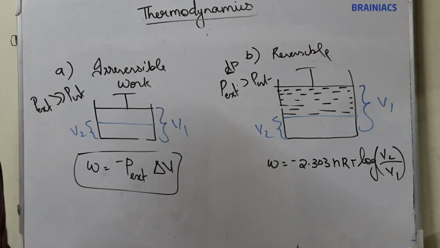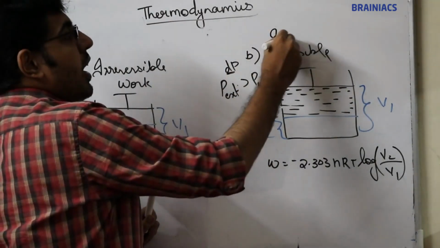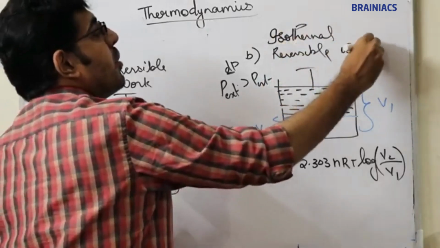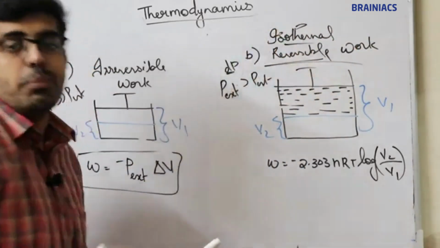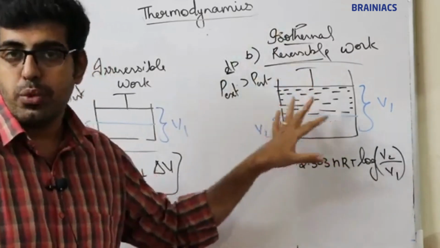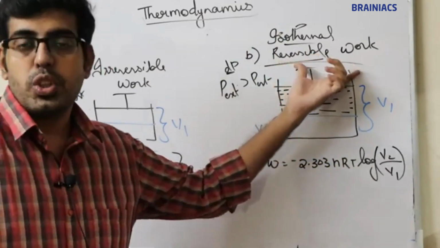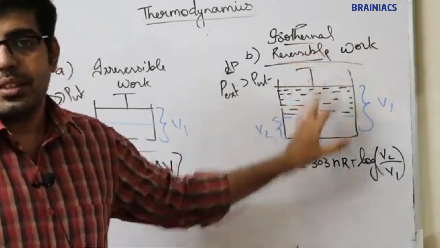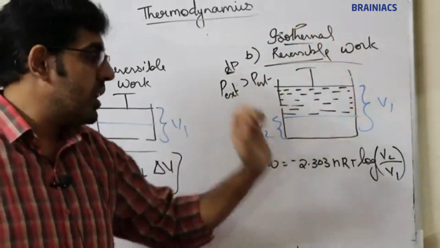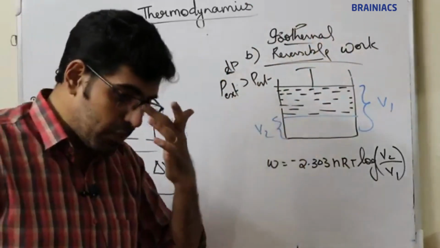So this is the equation to calculate isothermal reversible work, because we consider isothermal condition during reversible work. So this is isothermal reversible work. This is the equation to calculate isothermal reversible work.